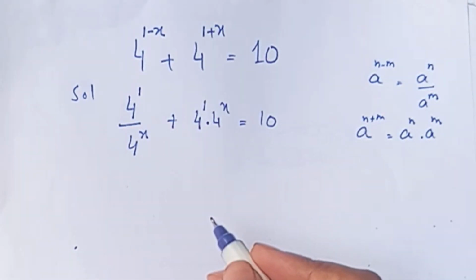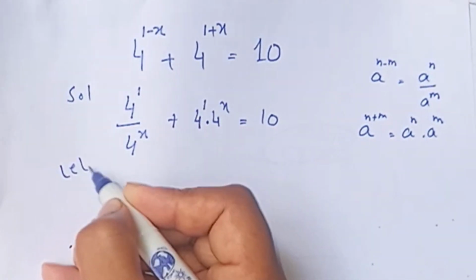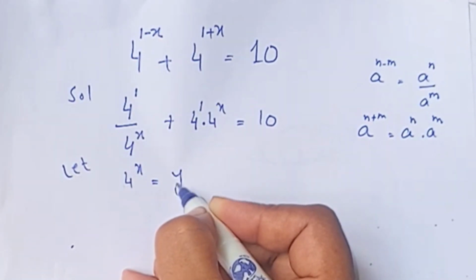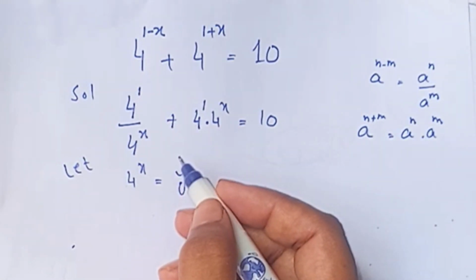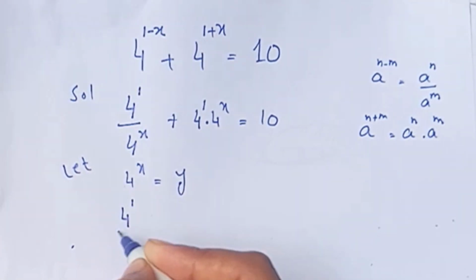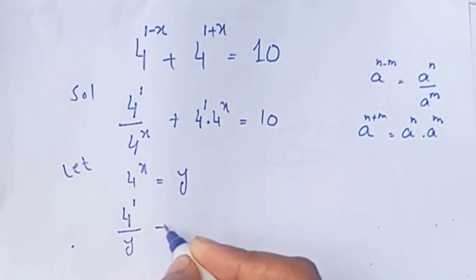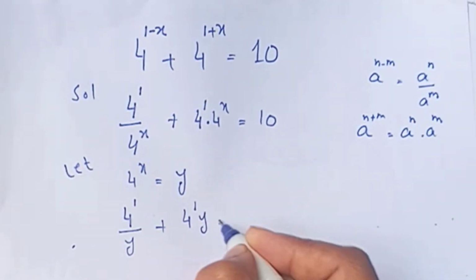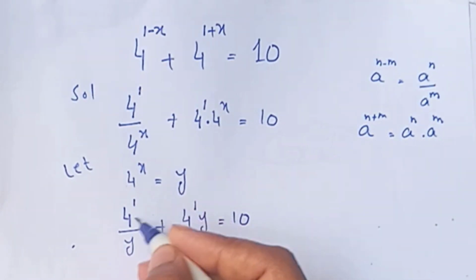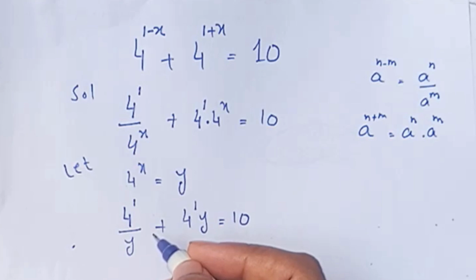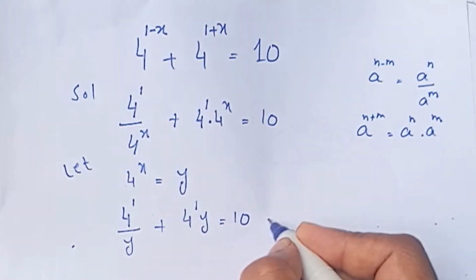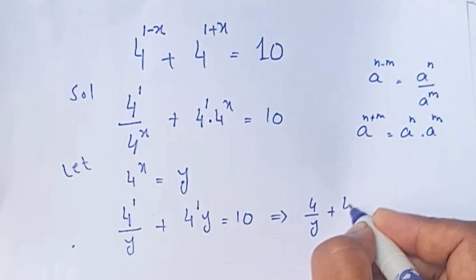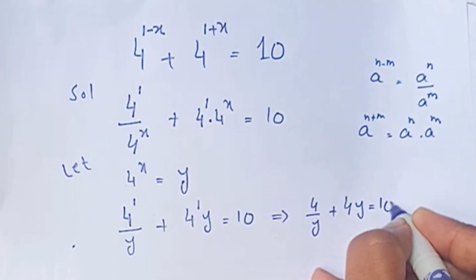So in the next step, we let 4^x equal y. Then the above equation will become 4^1 over y plus 4^1 times y, equal to 10. Now 4^1 is just 4. So we write this as 4 over y plus 4 times y, equal to 10.